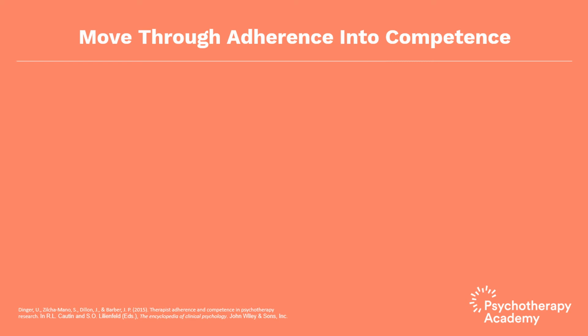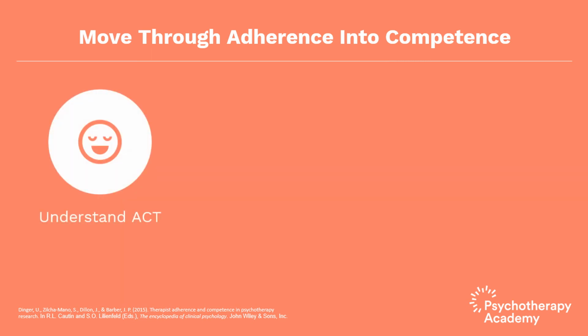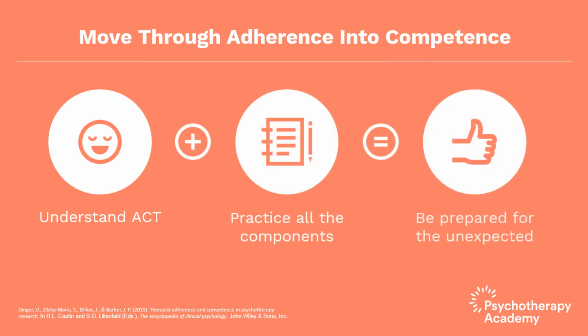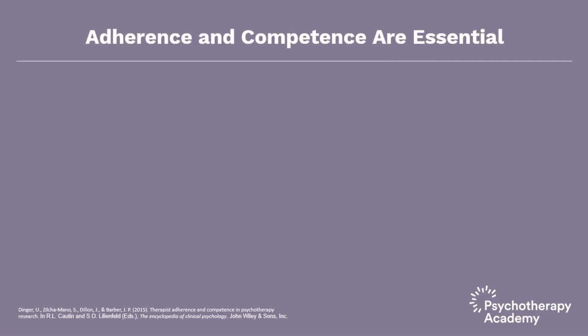Because if you have a relatively straightforward client, you might be able to take things a little bit more on the fly. But without truly understanding the theoretical underpinnings of ACT and having practiced all of the different components, you will not be as well prepared to address those unexpected things that happen that aren't written about in the protocol. So both adherence and competence are essential to treatment integrity.